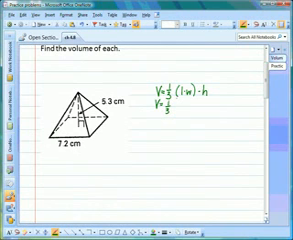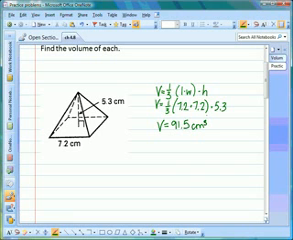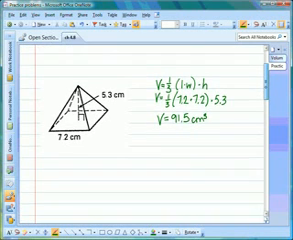V equals 1/3. Length is 7.2. Width is 7.2 again. And our height is 5.3. We go ahead and punch that into the calculator, and we get 91.5. Make sure you include your label and that your label is cubed. All right, so check your work, correct what you have, and let's go on to the next one.